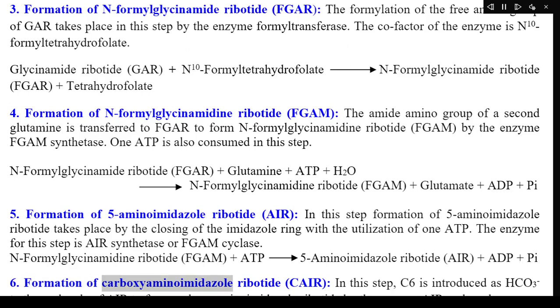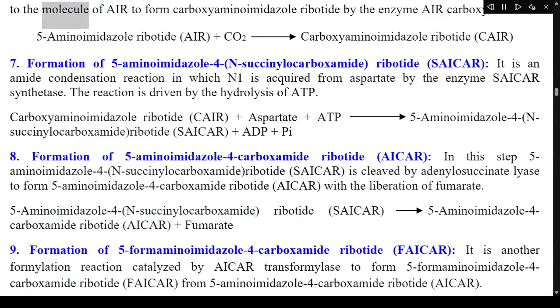6. Formation of carboxyaminoimidazole riboside, CAIR. In this step, C6 is introduced as HCO3 to the molecule of AIR to form carboxyaminoimidazole riboside by the enzyme AIR carboxylase. 5-aminoimidazole riboside, AIR, plus CO2 gives carboxyaminoimidazole riboside, CAIR.